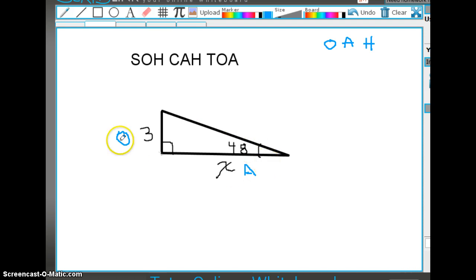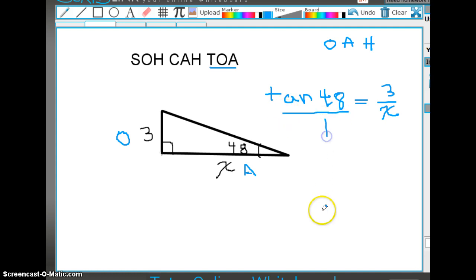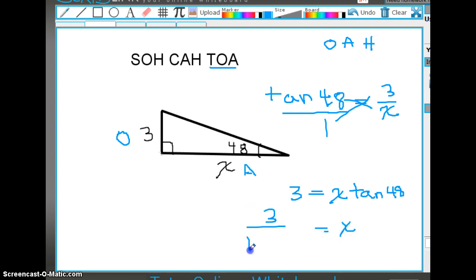So we go to our formula, an O and an A. This is a tangent one. The tangent of 48 is equal to opposite over adjacent, 3 over x. To solve this, you're going to have to do a little bit of algebra. We put this over 1 and cross multiply. These two multiply to those. So 3 is equal to x times the tangent of 48, or x is equal to 3 divided by the tangent of 48.